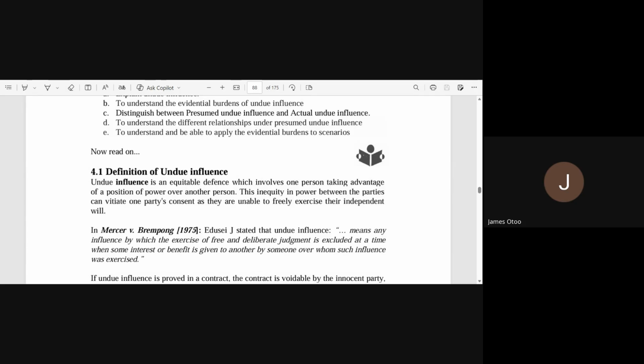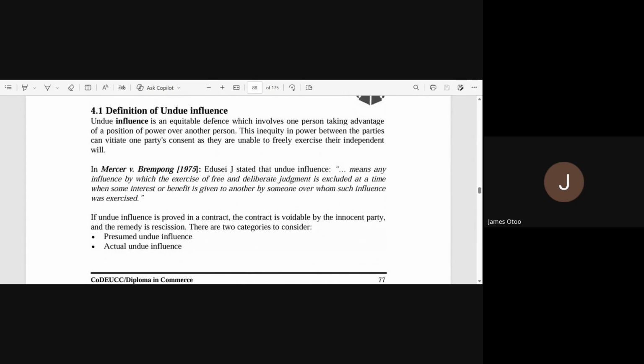In the case of Mercer v. Brimpon, the court explained undue influence as any means by which the exercise of free will or deliberate judgment is excluded at a time when the interest or benefit is given to another person by someone over whom such influence was exercised. So if you pass rights at a time that you were unduly influenced, then that transaction is tainted by undue influence.